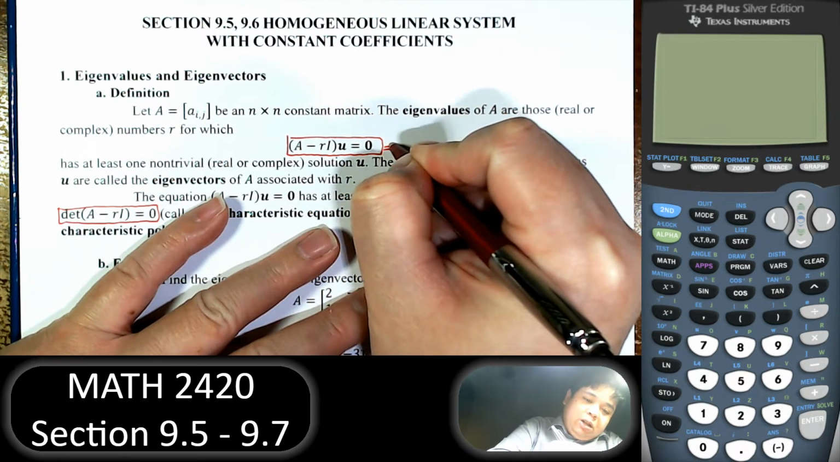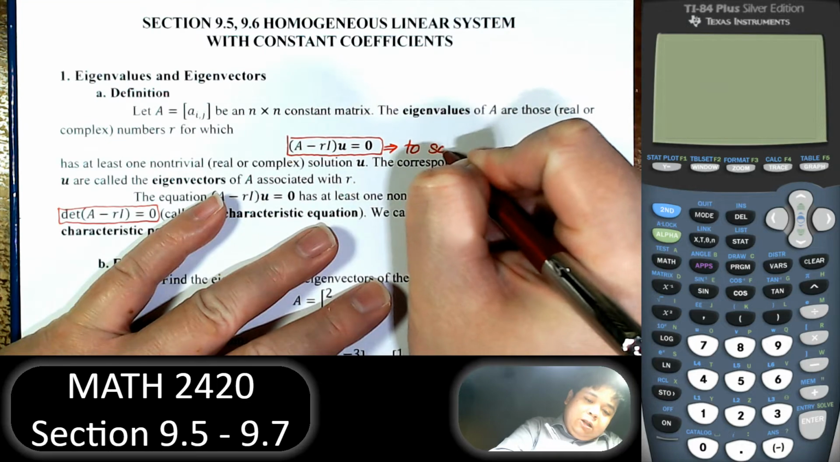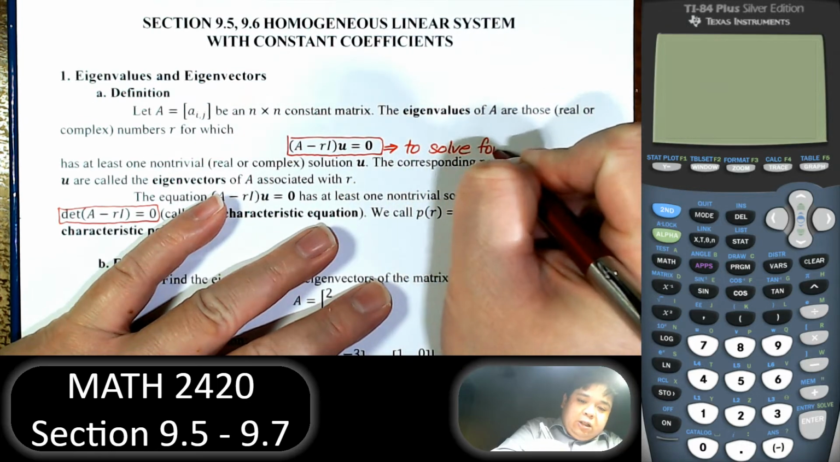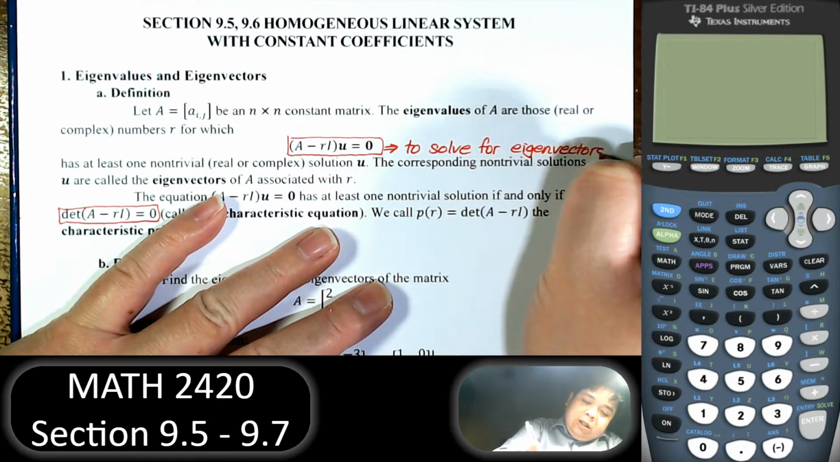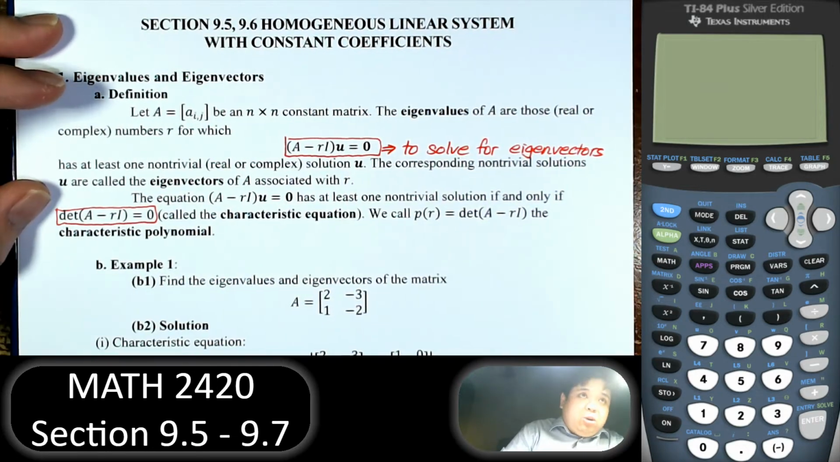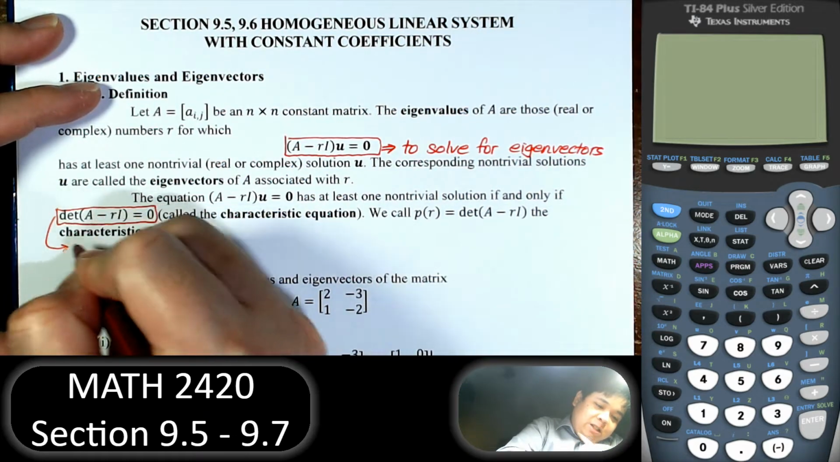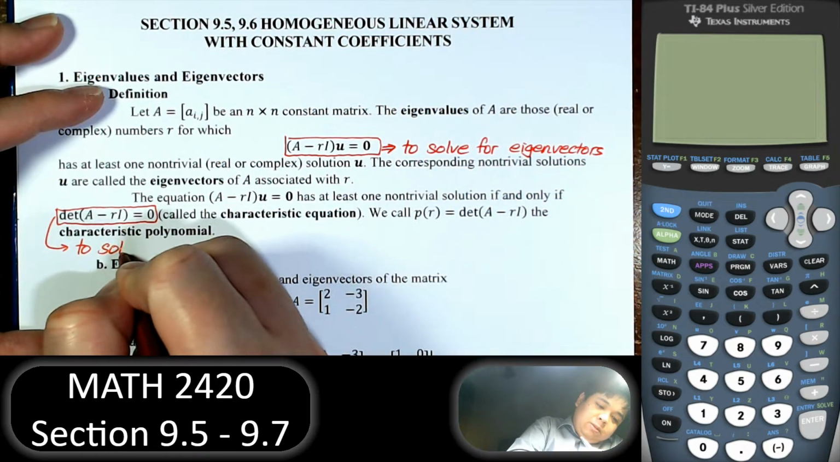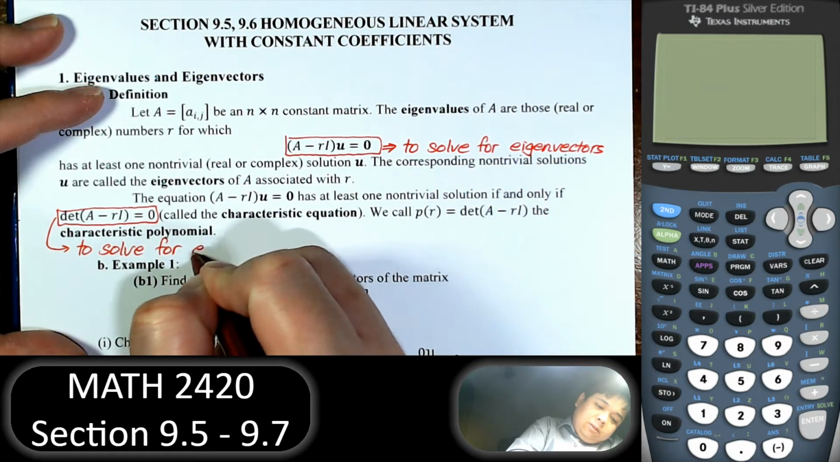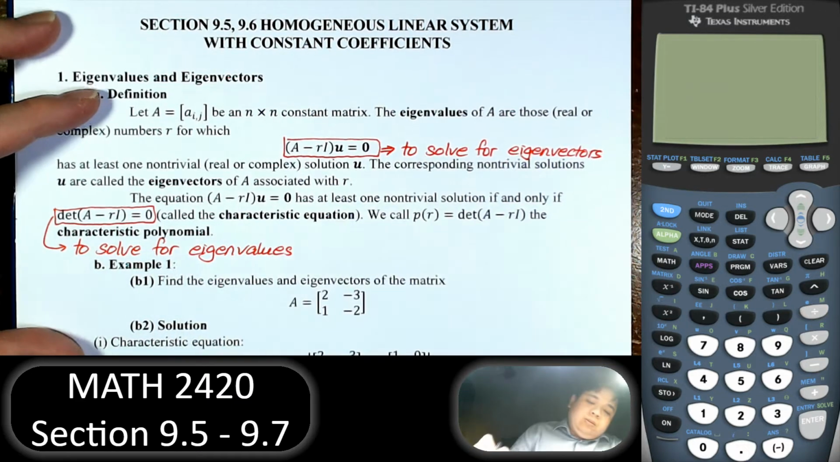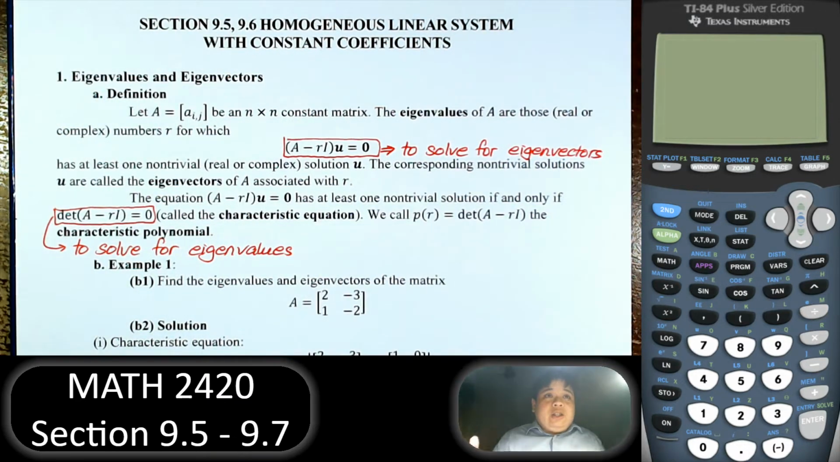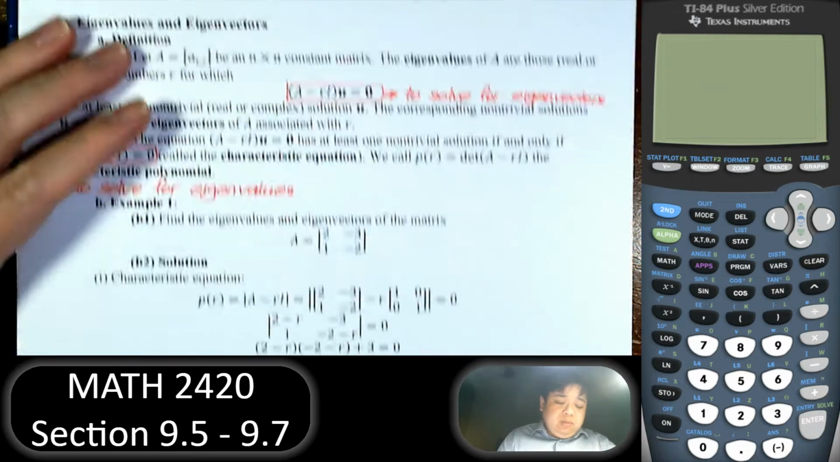So this equation is to solve for eigenvectors, and this one is to solve for eigenvalues. Right. Let's just look at the first example, and then we'll explain more what the actual eigenvalues and eigenvectors are.